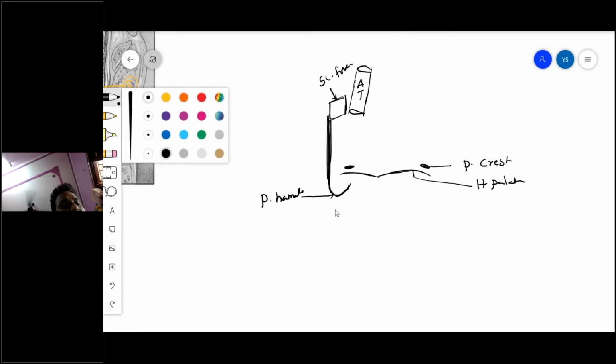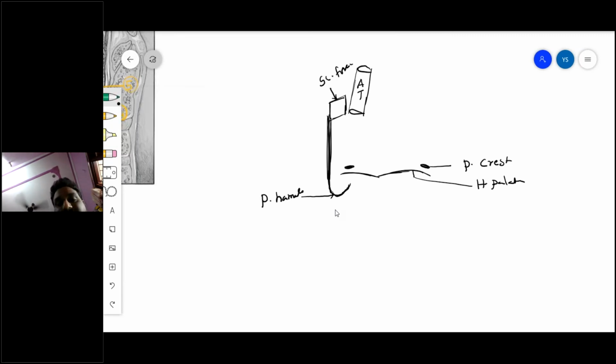Now I'm going to show you the origin of this muscle, tensor veli palatini. Tensor veli palatini takes origin from the lateral side of the auditory tube, and its principal main origin is from the scaphoid fossa.